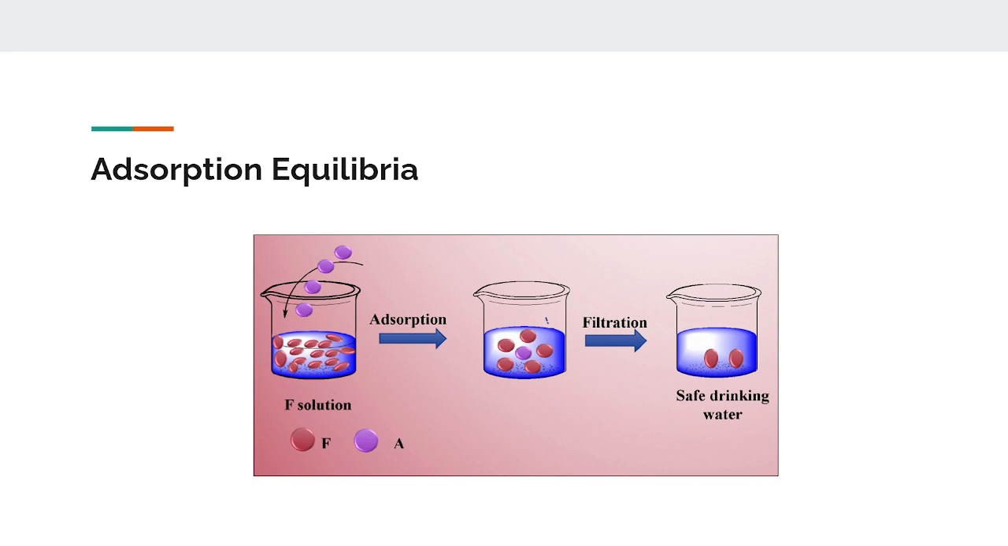Next, I want to talk about adsorption equilibria. Adsorption equilibria describes the balance between adsorption and desorption that occurs naturally during the adsorption process. Basically, it helps us understand how adsorbate molecules interact with adsorbents or the adsorbent's surface under specific conditions, describing the natural state of the system when adsorption and desorption reach an equilibrium.